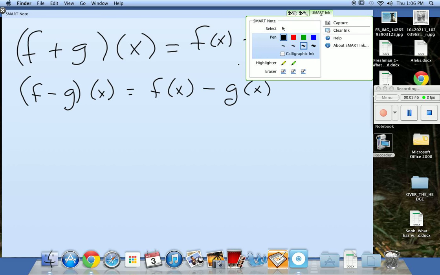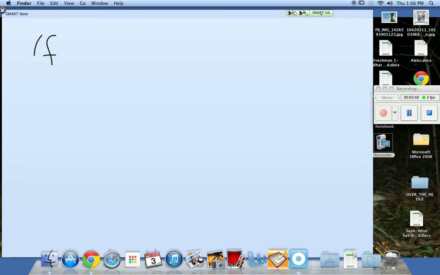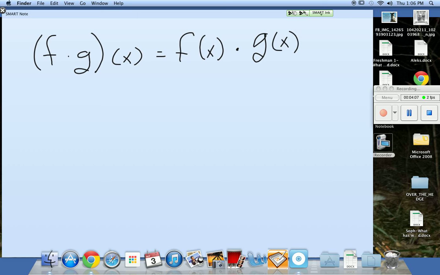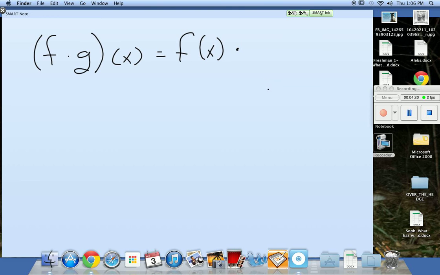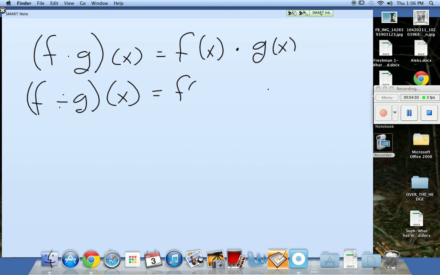What about the product? f times g of x looks the same, doesn't it? f of x times g of x. All right, and the same goes for division. There's two ways we can look at this. We can say f of x divided by g of x, or we can say it f of x over g of x. All right?